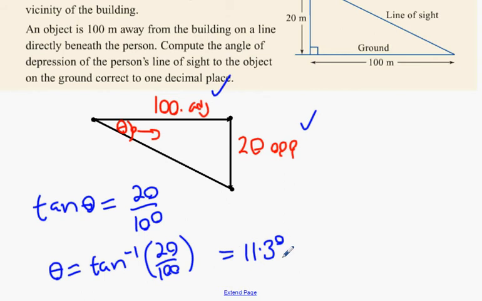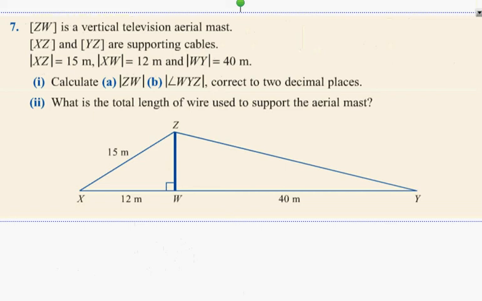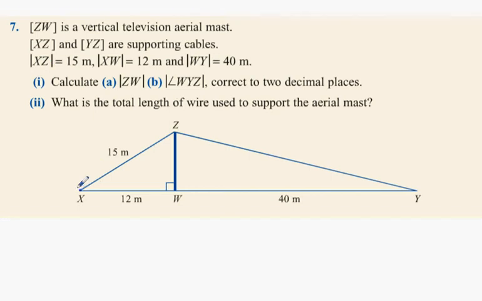Are you happy with that? 11.3 degrees. Okay. Question 7. We have a vertical mast. Okay. And we have lengths. X to Z is 15. X to W is 12, which is here to here. W to Y is 40. Calculate ZW. How do you do this?